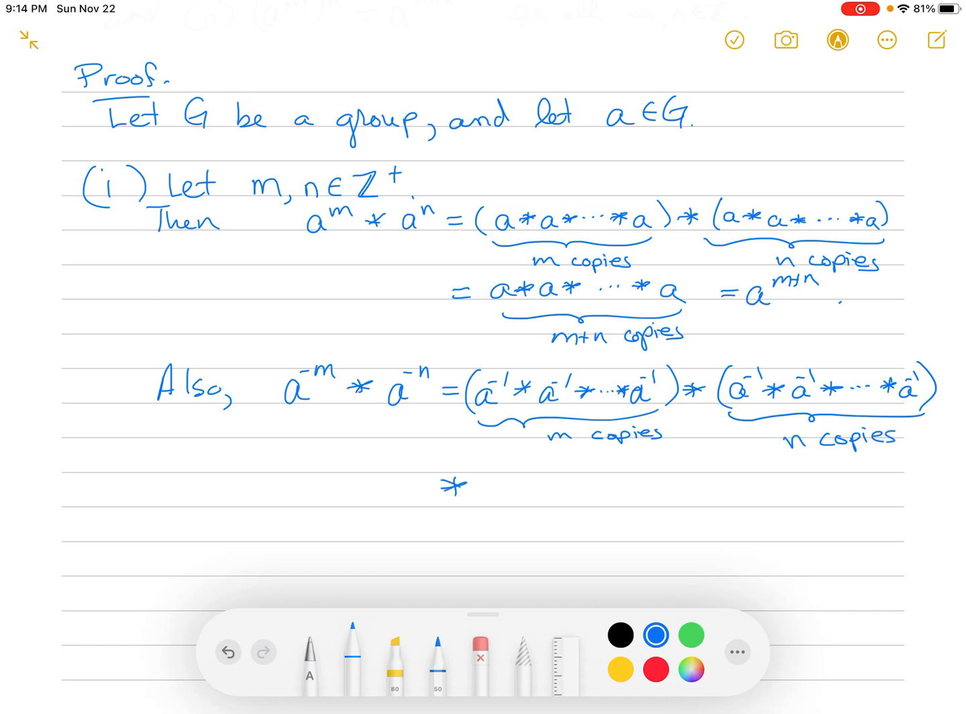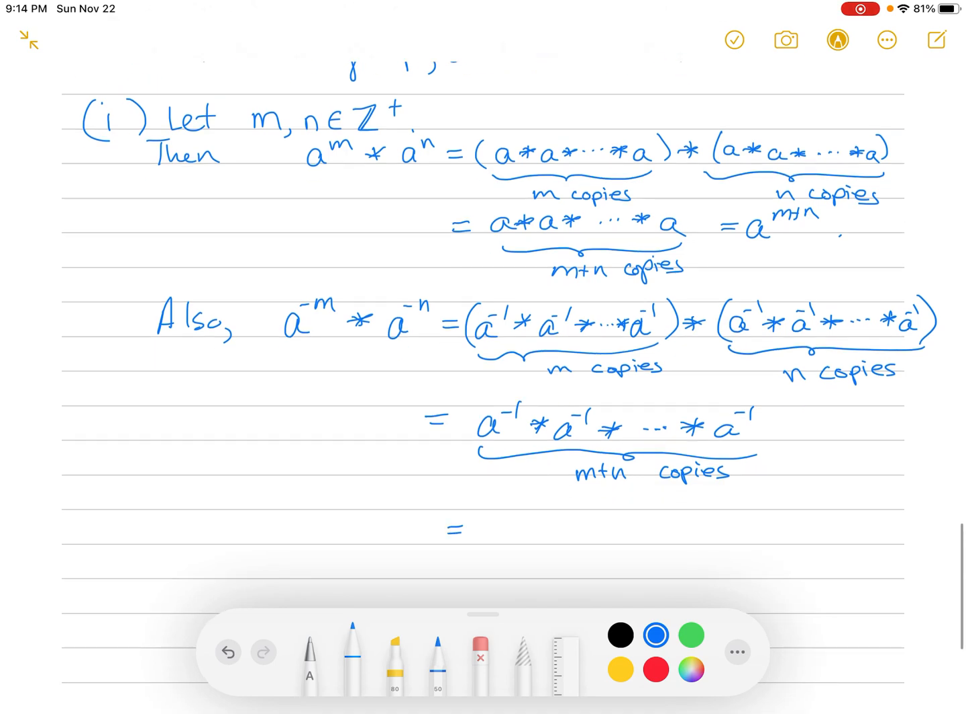Now you put that together. You have a inverse star a inverse star a inverse, m plus n copies. You have m copies here, n copies there, that's m plus n copies. And this would simply be a to the minus m plus n. Yep, that's exactly the theorem.